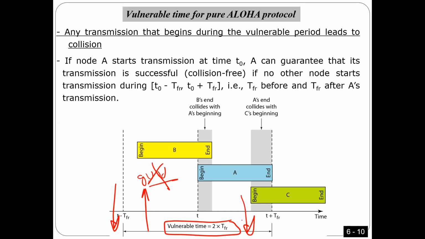I can ask you a question about frame size. Is it better to increase the frame size, or is it better to have a small frame size? Why small?